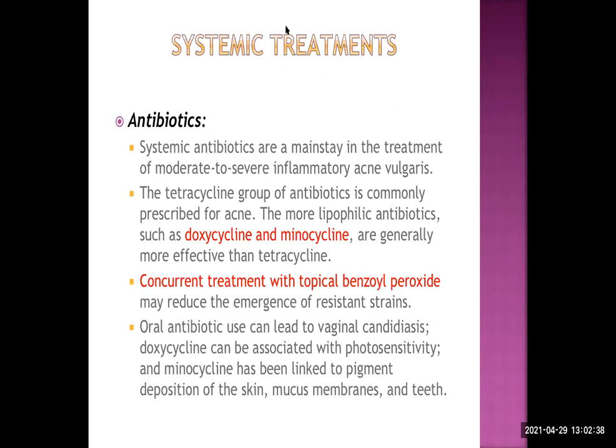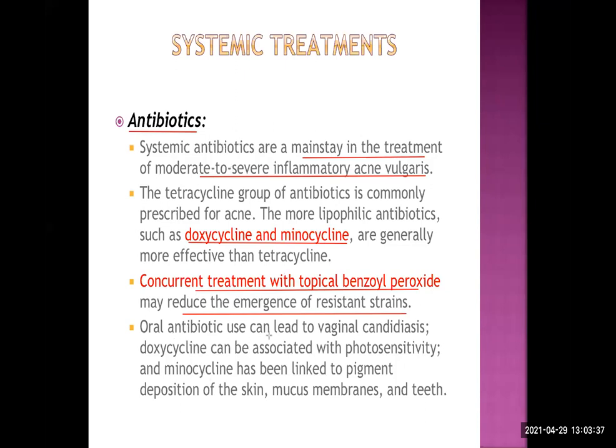Now, let's talk about the systemic drugs, or systemic therapy. One is systemic antibiotics. They are a mainstay in the treatment of moderate to severe inflammatory acne vulgaris. If there are pustules, a lot of nodules, or nodulocystic acne, then we have to go for systemic antibiotics. The most commonly used are doxycycline and minocycline, and we have to give them for a longer duration, a few months. Concurrent treatment with topical benzoyl peroxide may reduce the emergence of resistant strains. So this is used continuously, and along with that the systemic antibiotics are added.